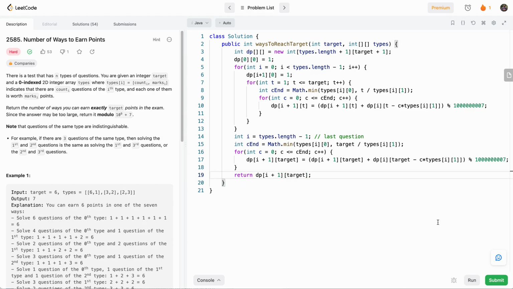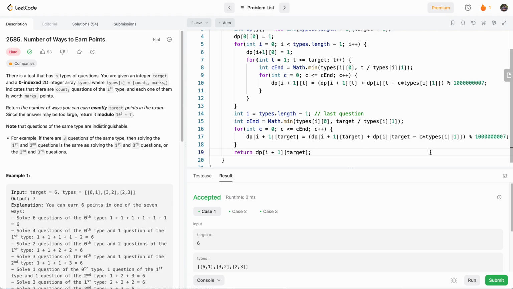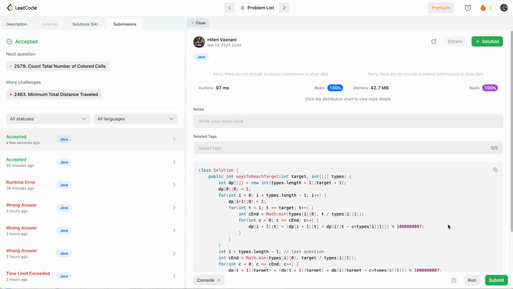So let's go ahead and run that and see how this does. All right, accepted. Let's submit. Perfect, 100% solution in both time and space.